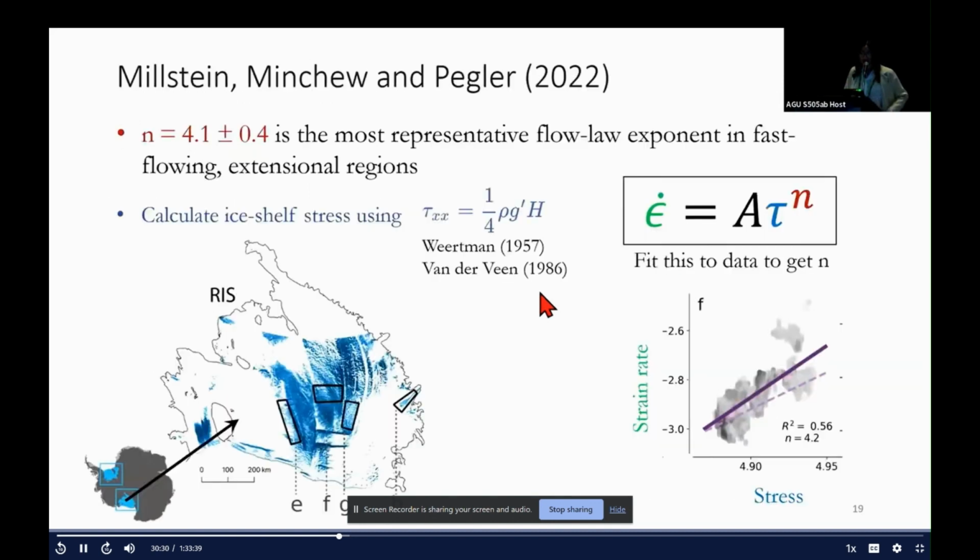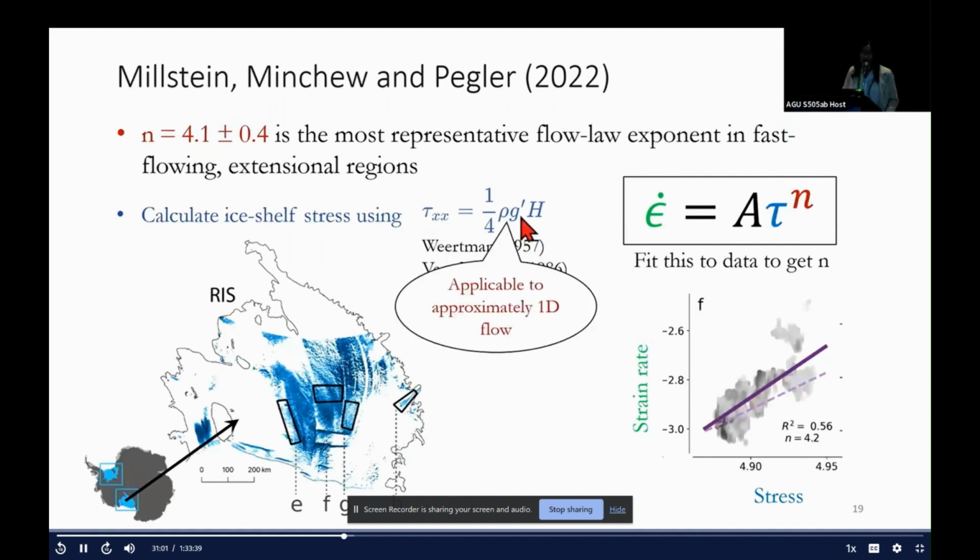So earlier this year, and you have seen this a few times now, Millstein et al. published this paper that utilized satellite observations to reassess the rheology of glacial ice. And they use velocity to calculate the strain rate and use the thickness to calculate the stress using this simple linear equation. And then they fit a power law to the strain rate and stress data and find that the stress exponent is closer to 4 for fast-flowing extensional regions.